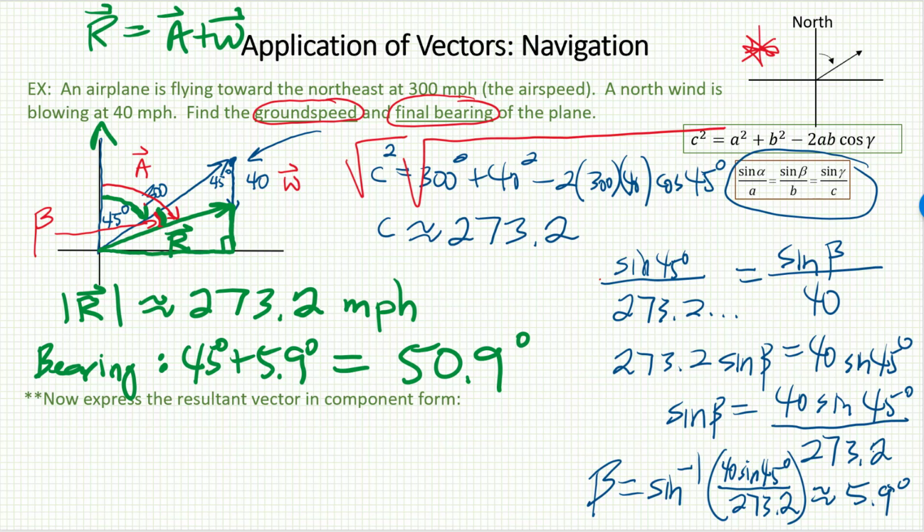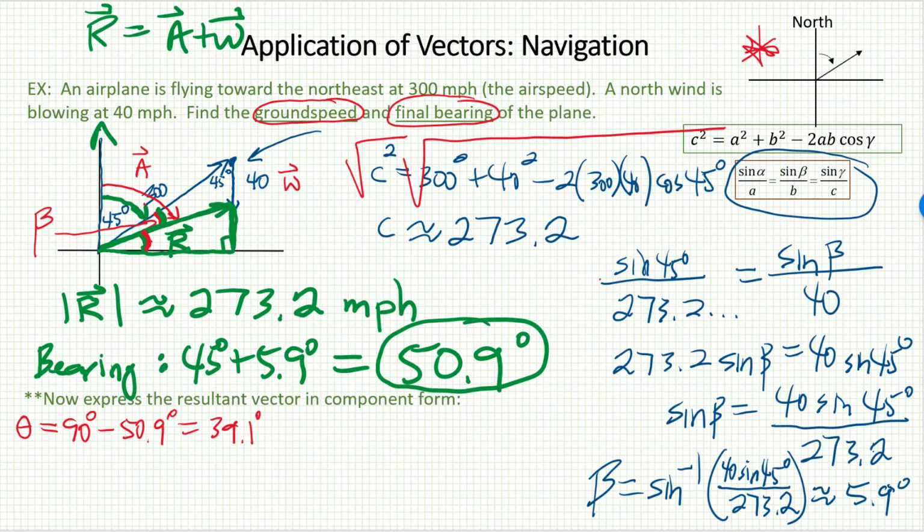But since we have done all this work already, it's probably faster to just work with this green triangle right here. I know this angle. I know that because it's what's left over from 90 degrees after you subtract out that bearing. You can see that, right? The sum of the 45 and the 5.9 and that third angle down there must be 90. So if I just subtract that angle from 90, I'll call it angle theta, I'm going to get 39.1 degrees. That's this angle right here.